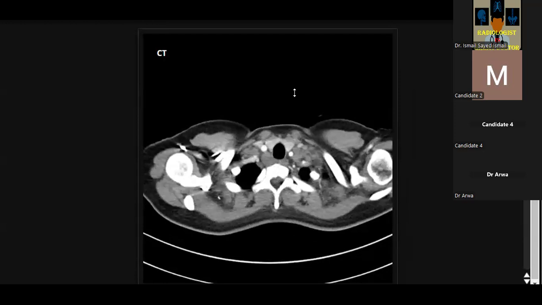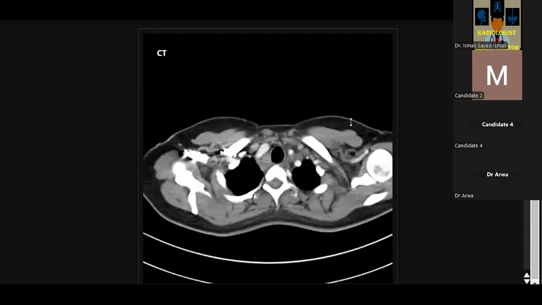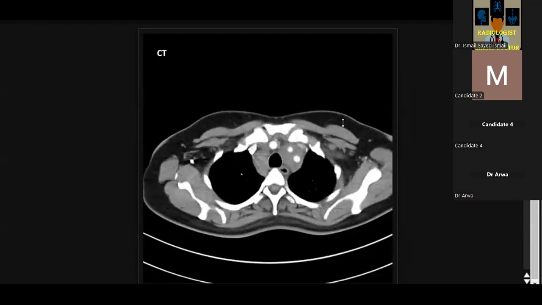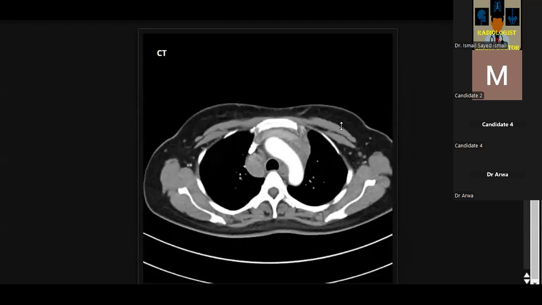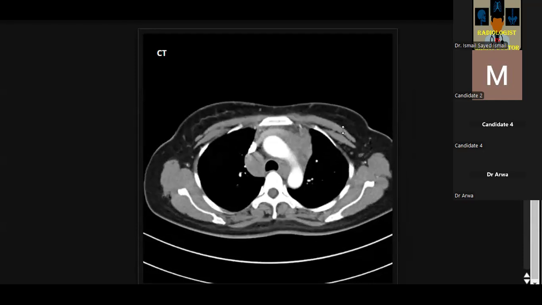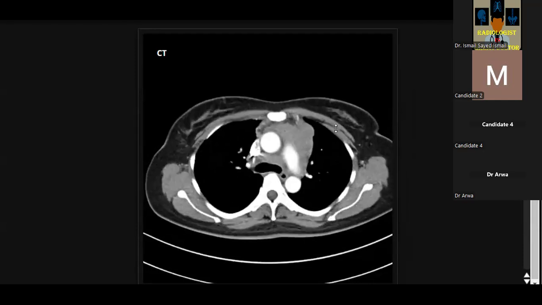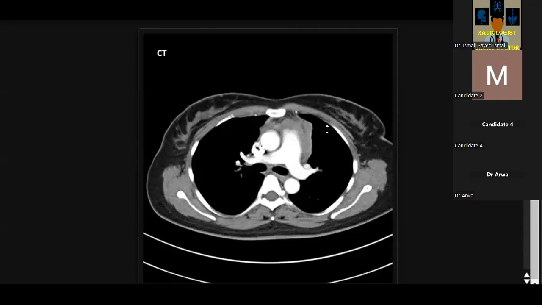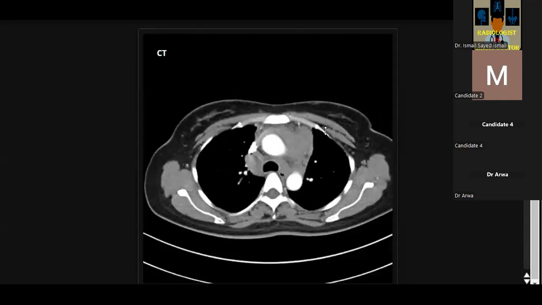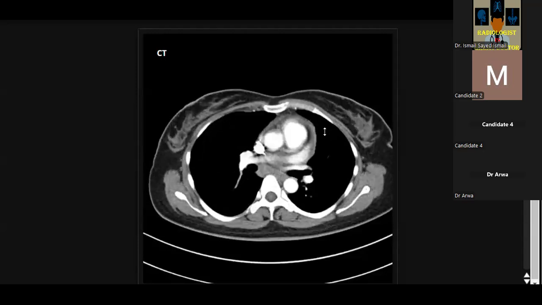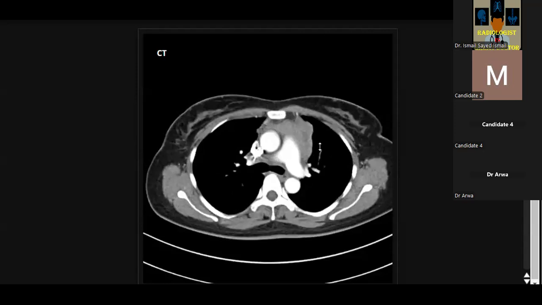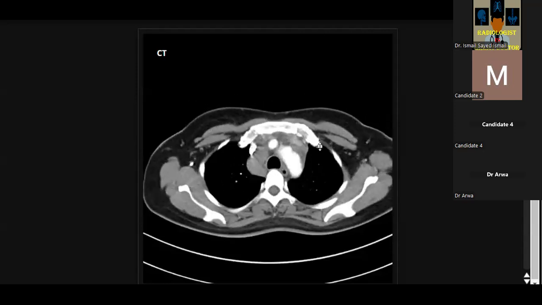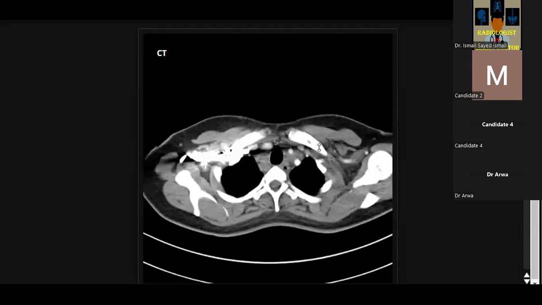So this is the contrast enhanced CT chest exam of the same patient. I'm trying to scroll the images here. I can appreciate that there is a soft tissue density lesion, which is primarily located in the anterior mediastinum, and it is partially encasing the mediastinal vessels without significant narrowing or invasion. So my differential for this includes a lymphoma, or a non-invasive thymoma.